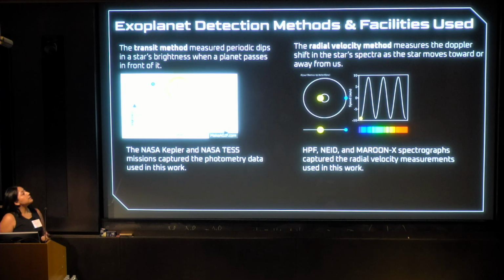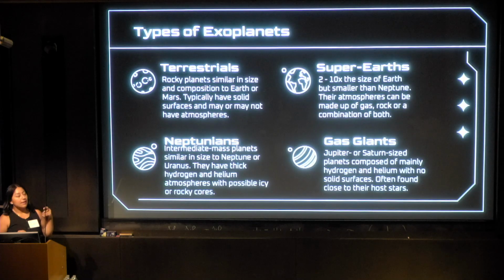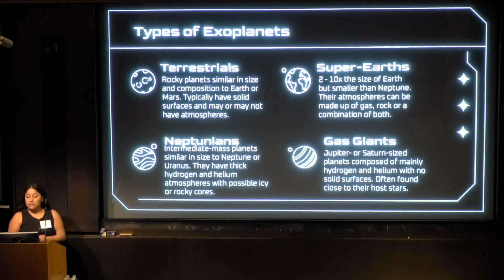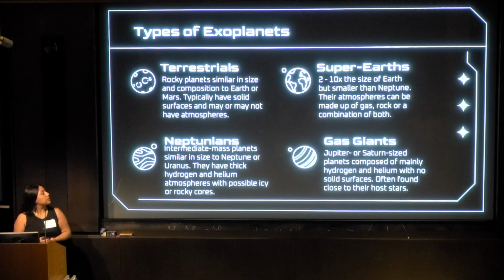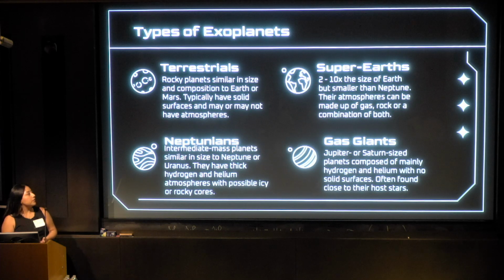There are several types of exoplanets, which are terrestrials, super-Earths, Neptunians, and gas giants. My work focuses on the gas giants, the last group, which are Jupiter- or Saturn-sized planets composed mainly of hydrogen and helium with no solid surfaces, and they're often found close to their host stars.